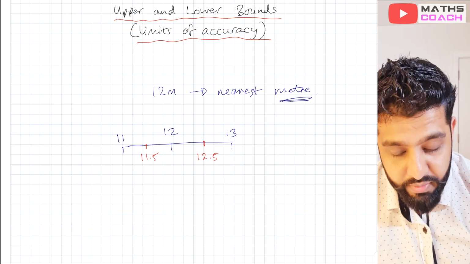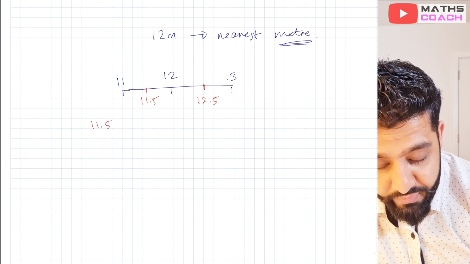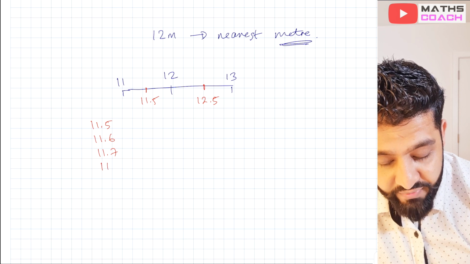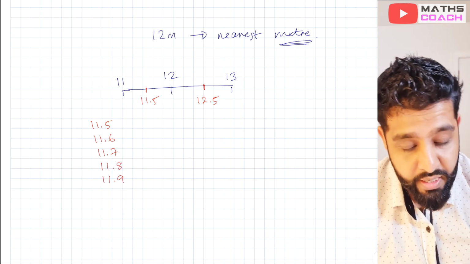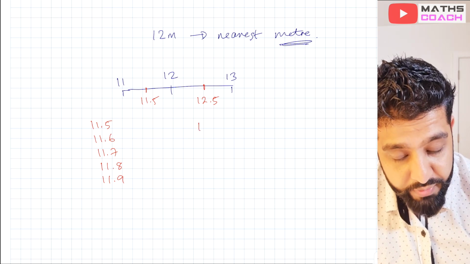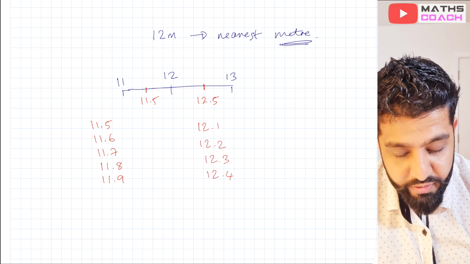So what do I mean by that? For example, 12 could have been 11.5, 11.6, 11.7, 11.8, 11.9 on this side, on the lower limits, and on the upper limits it could have been 12.1, 12.2, 12.3, and 12.4. We're just going to stop here briefly.